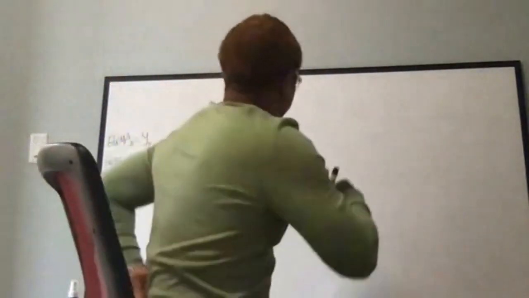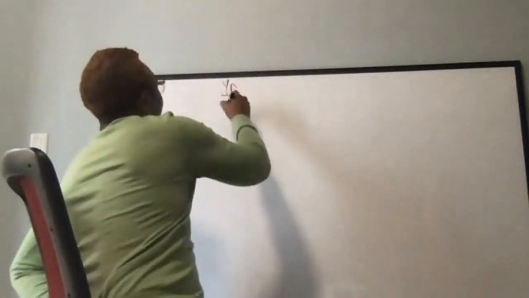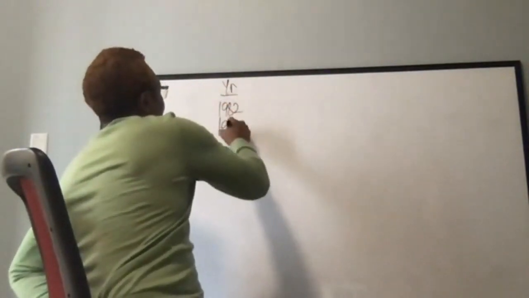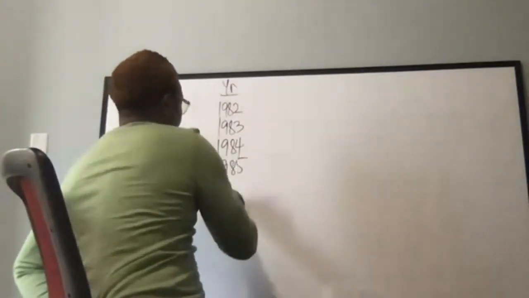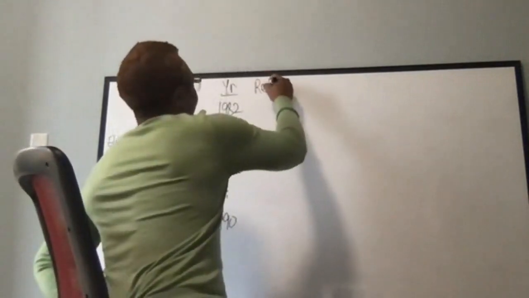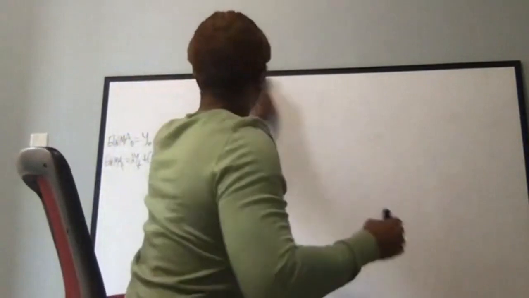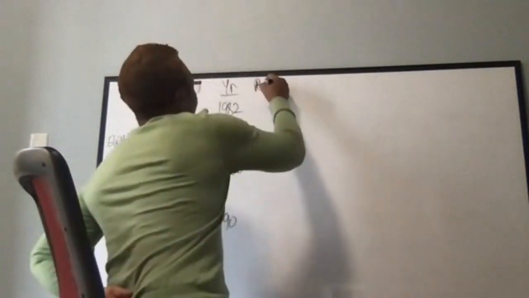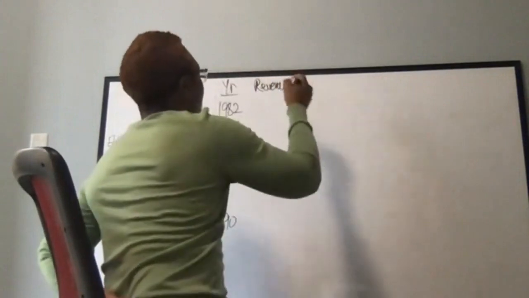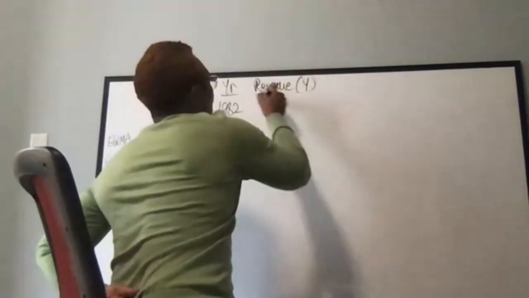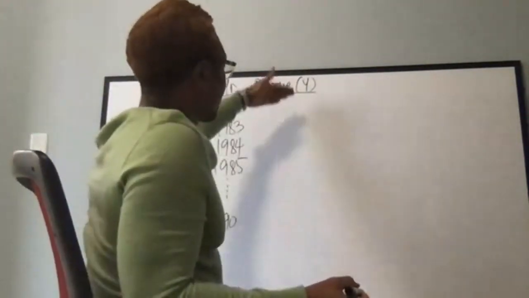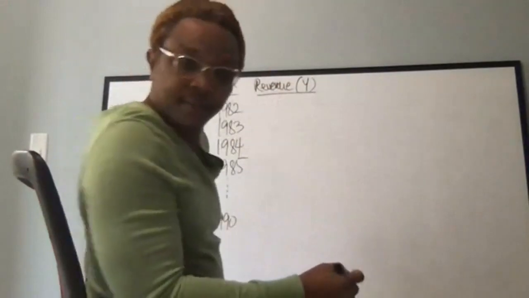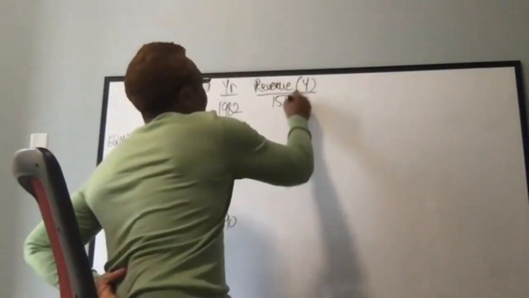Okay, so this is year: 1982, 1983, 1984, 1985, all the way to 1990. Now, this is my revenue again. But this is what I'm calling my Y. Eventually, when we get to the algorithm, your original data is always going to be that Y column. So we're going to say 1588.